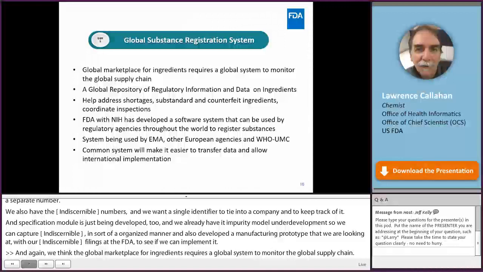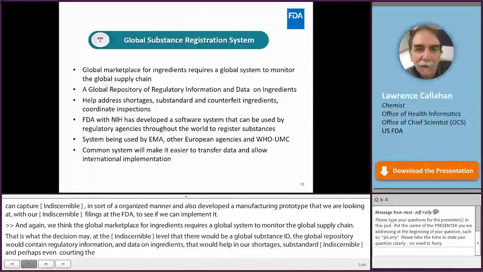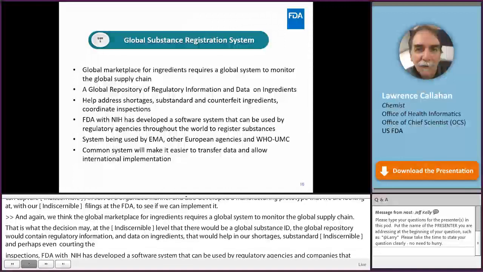FDA with NIH, we've developed a software system that can be used by regulatory agencies and companies and really anybody throughout the world to register substances. And the good thing about this system, it not only has chemicals, it handles proteins, nucleic acids, and then organisms and polymers. And it's one of the few systems that handles it all together in one entity. So that's what we're very excited about, and hopefully more people will start using it.